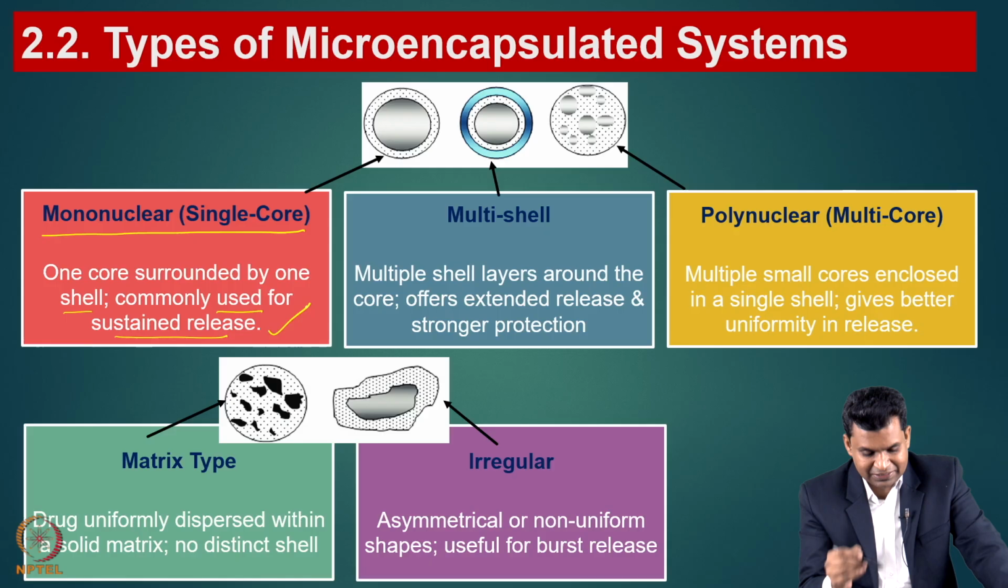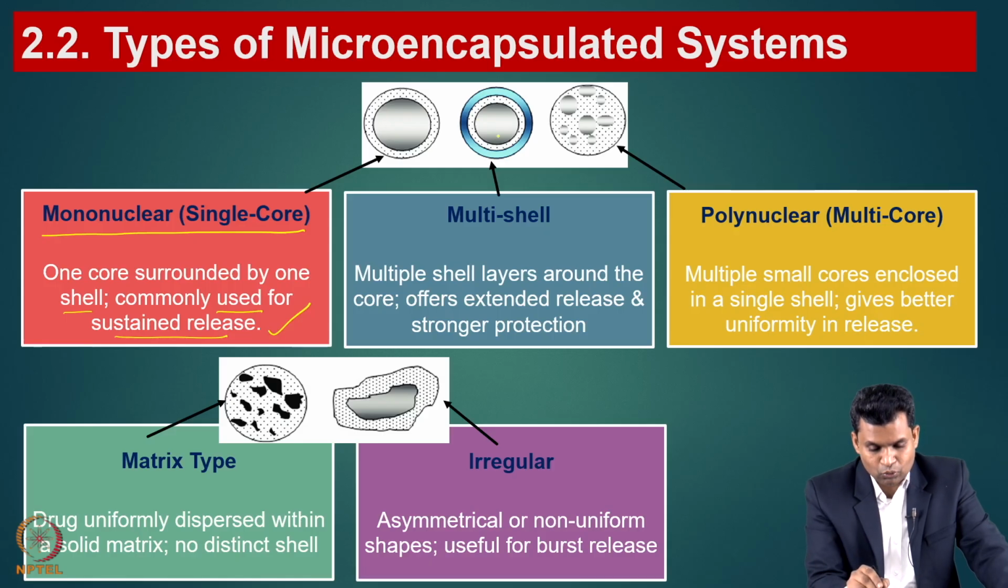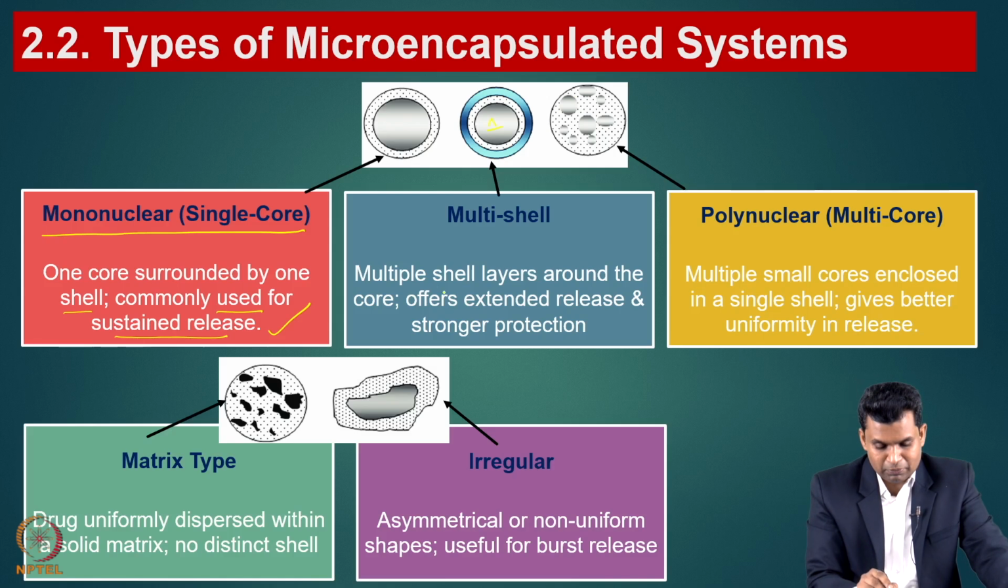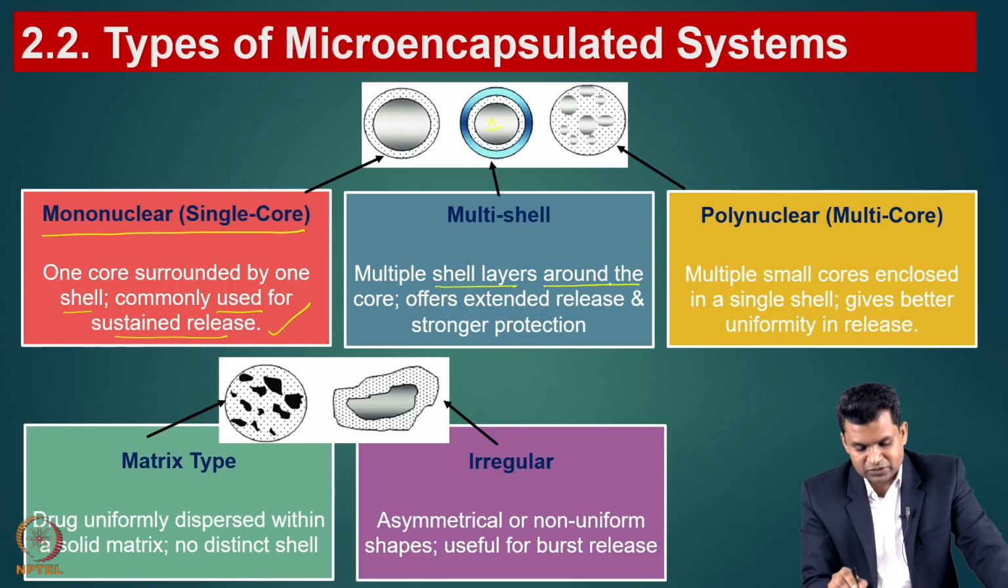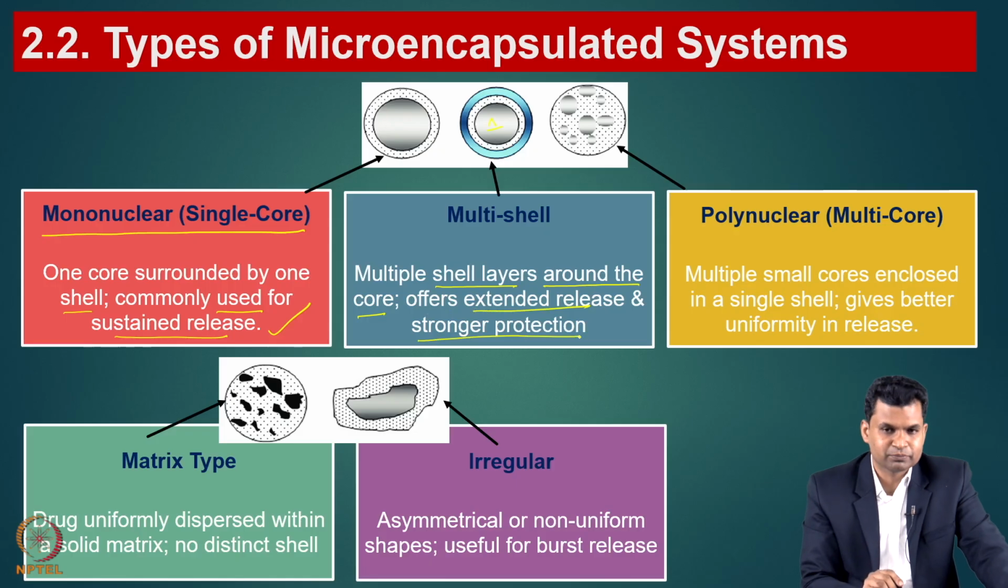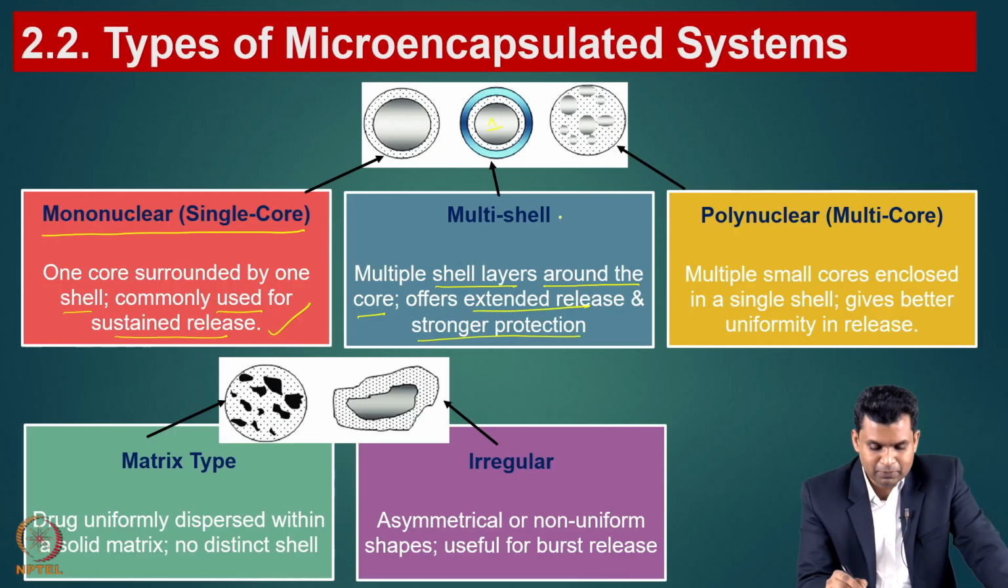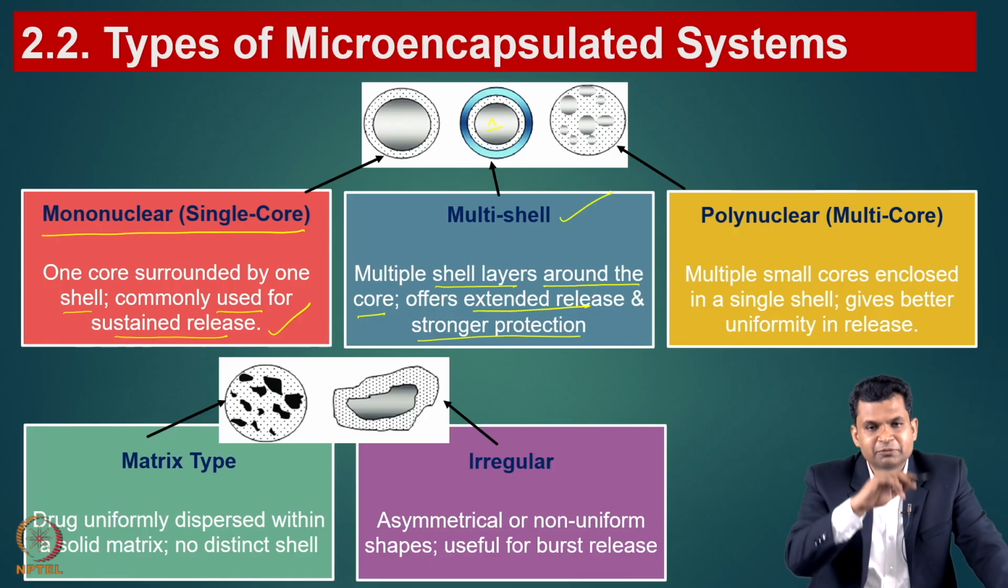In the case of multi-shell, you can see the core is one and there are so many shells. You can see it looks like an onion-like structure. So, multiple shell layers around the core offer extended release and stronger protection. So, whenever you would like to go for extended release and for stronger protection of your active molecule, in such cases a multi-shell system is preferable. That means you can say it is a layer by layer technique.